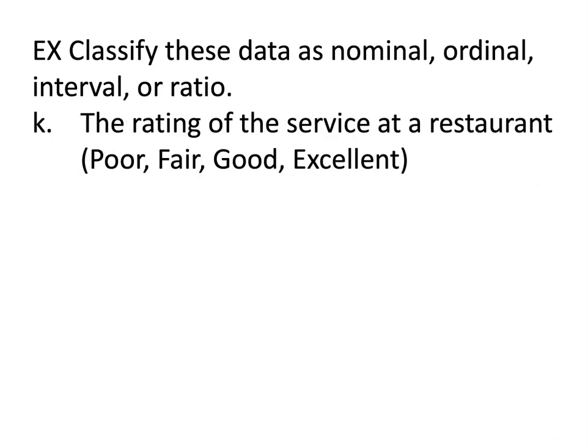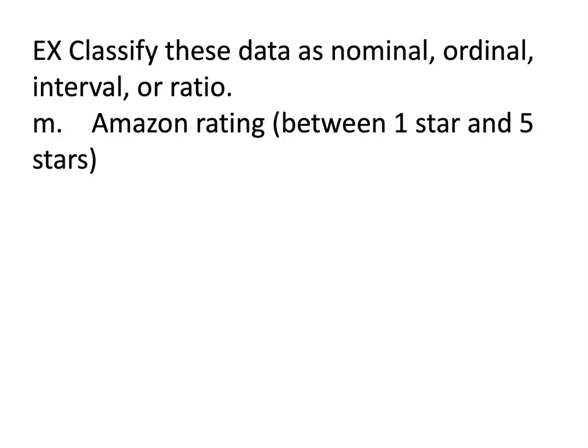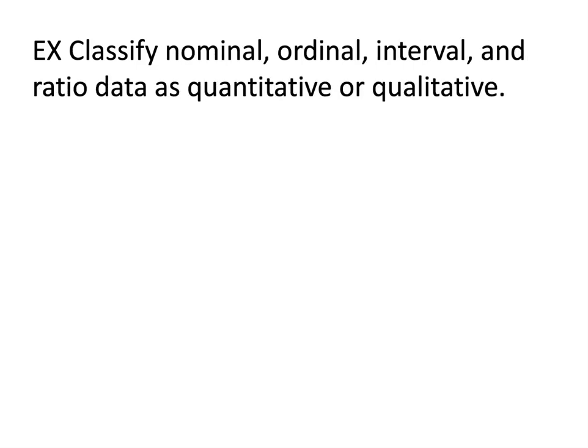How about the rating of the service at a restaurant? Poor, fair, good, excellent? That would also be ordinal. So again, it's like categories, top, second tier down, next tier down. IQ score? That would be interval. You don't have a 0. If your IQ is 0, that doesn't mean that there's no intelligence present, although you'd really have to be pretty bad to have an IQ of 0. Amazon rating between 1 star and 5 stars? That's actually going to be ordinal as well.